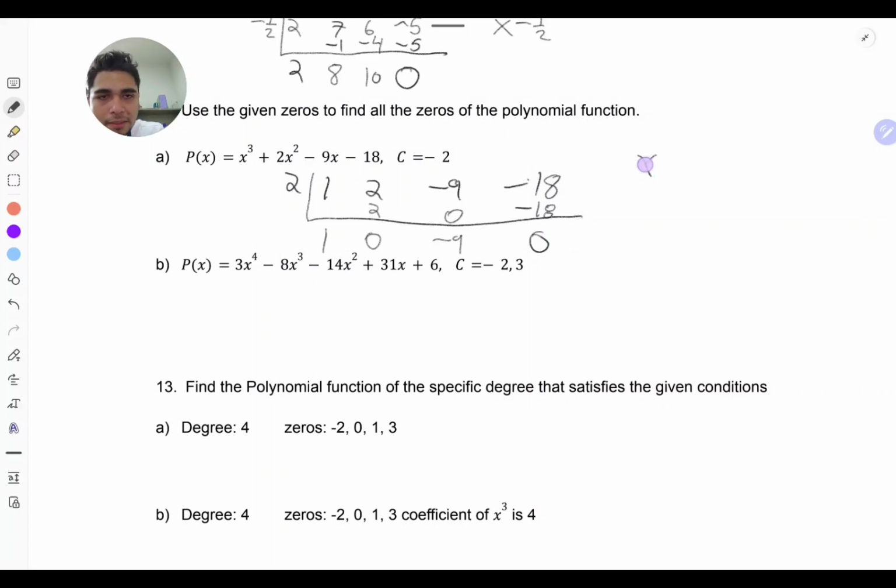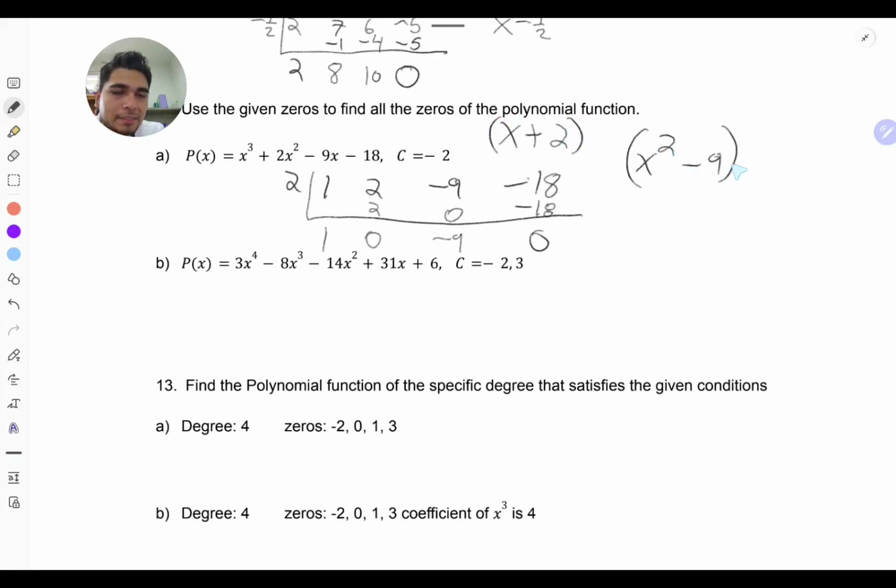So we are left with x squared minus 9. Easy, right? So we know that x plus 2 is a 0, and we know that x squared minus 9 is also a 0, which means that one of our zeros has to be negative 2, and the other zeros can be 3, right? Because 3 squared is equal to 9, so 9 minus 9 is 0, or negative 3, which is negative 3 squared is still the same thing as 9. 9 minus 9 is 0, right?